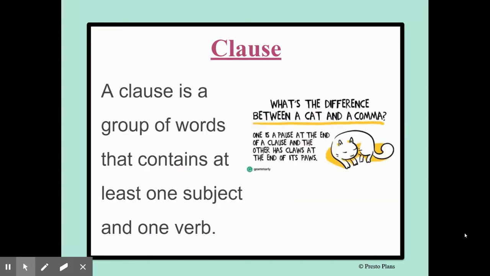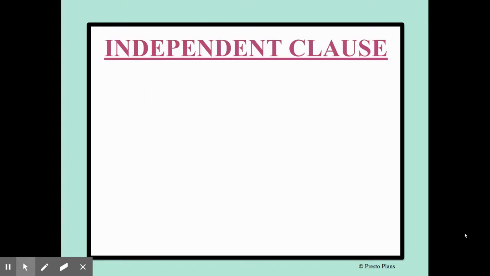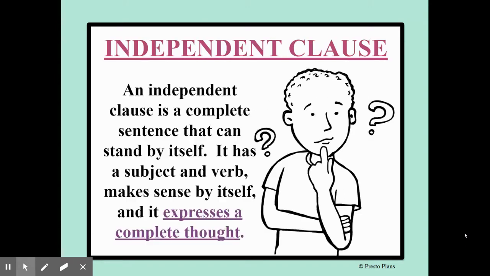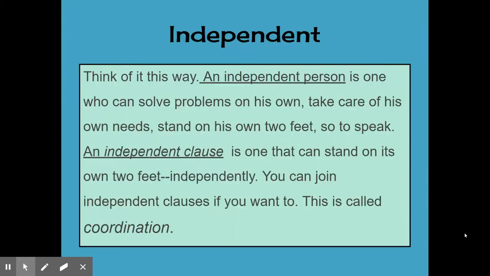Clause. A clause is a group of words that contains at least one subject and one verb. Independent clause. An independent clause is a complete sentence that can stand by itself. It has a subject and verb, makes sense by itself, and it expresses a complete thought.